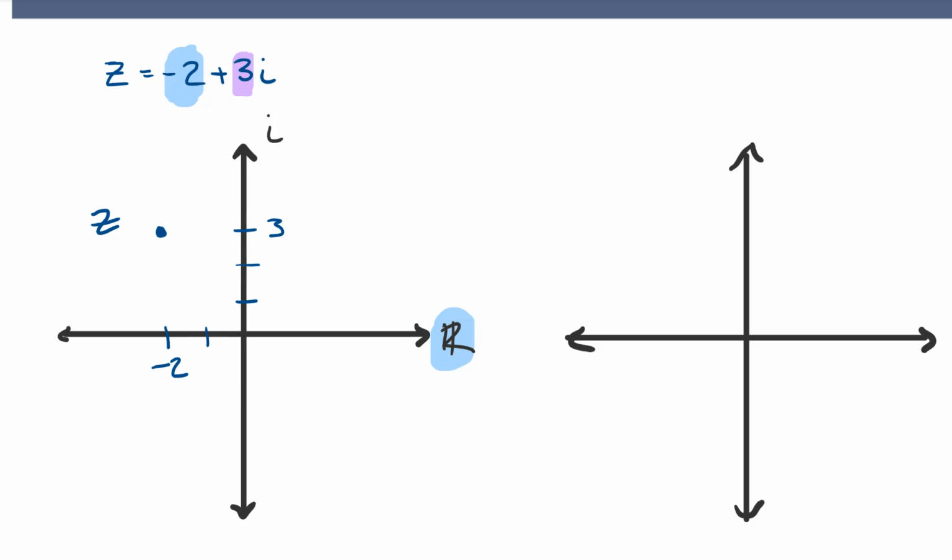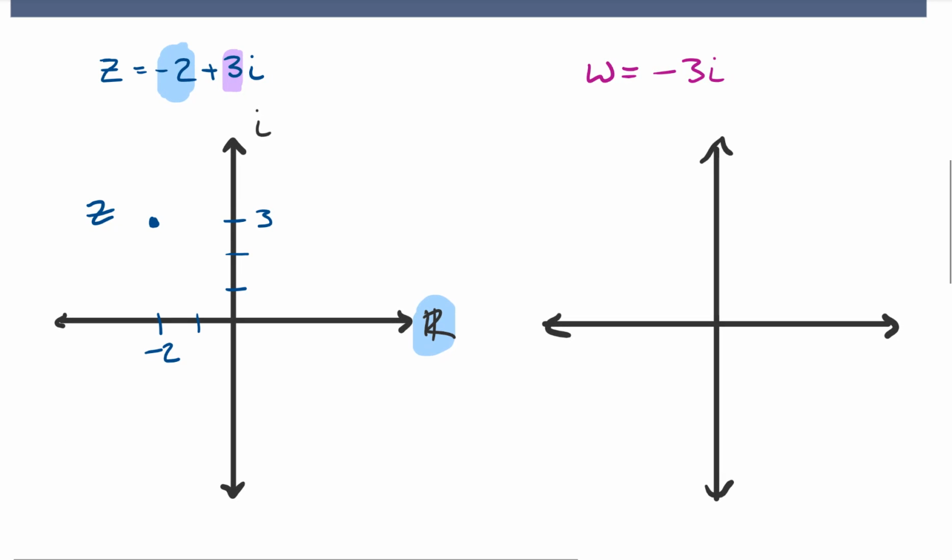Let's come up with a new one. I'm going to call it w this time, just mixing it up on you. Let's go with -3i. That's definitely a complex number. So where are we going to graph this thing? Well, wait. Now this is the real number portion. This is the imaginary axis.